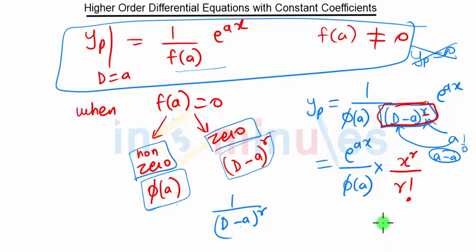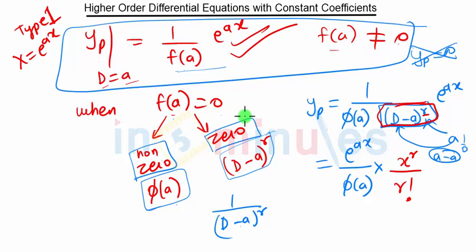Okay, so remember the particular integral for type 1, that is X equal to e raised to ax, is given by this, where in our f(D) we replace D by a, where we have to see whether our f of a is equal to 0 or not. When it is not equal to 0, this solution is valid. When it is equal to 0, we separate f of a into two parts, that is non-zero part and 0 part. So in the non-zero part, we will put D equal to a, so it will become phi of a. So here we have represented phi of a.